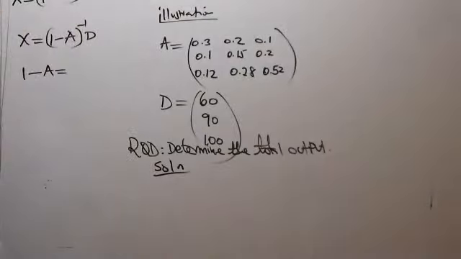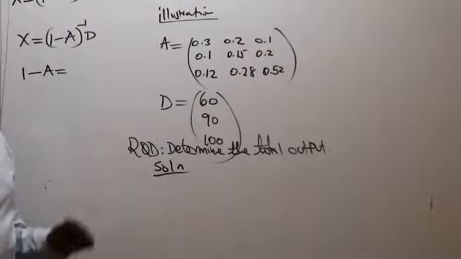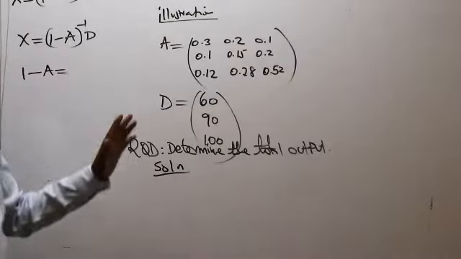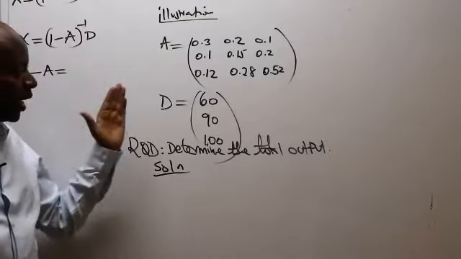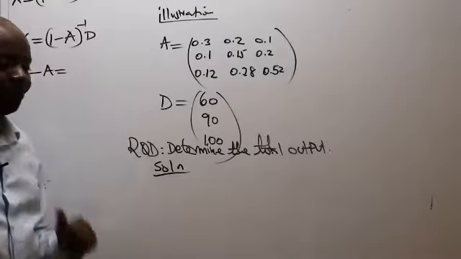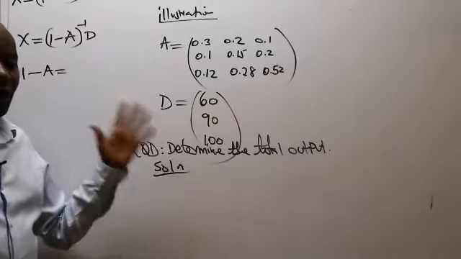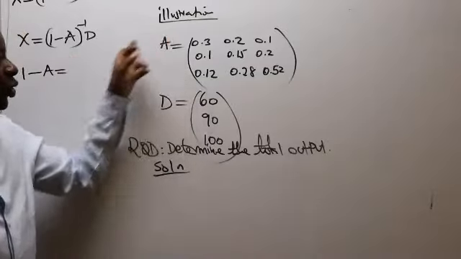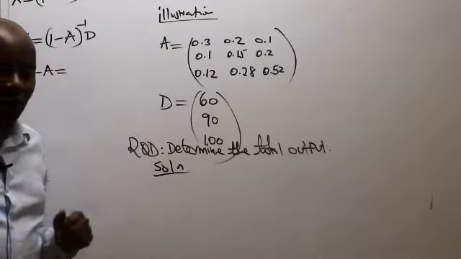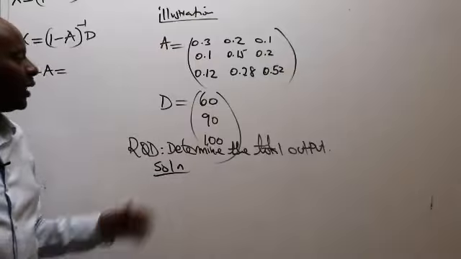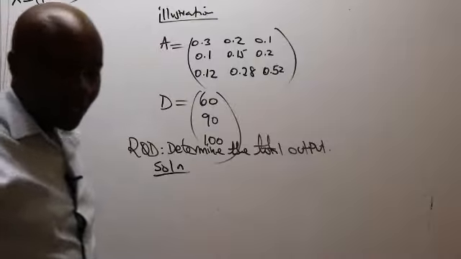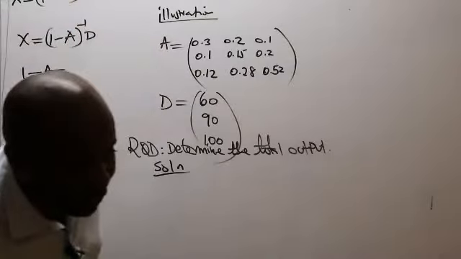This is the input-output matrix, where they have given us a small illustration here. We have matrix A, and then we have matrix D. Matrix A, if you can recall, is what we called the technical coefficients or technological. And D, ladies and gentlemen, is the final demand.